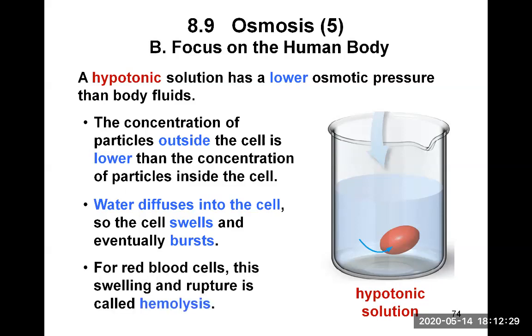For red blood cells, this swelling and rupture is called hemolysis. Hemo refers to red blood cells, and lysis means breaking, rupturing. So it tells you that the cell breaks apart because it bursts. To remember what a hypotonic solution means, hypo here means less than, so the tonicity is less than the tonicity of the body fluids.